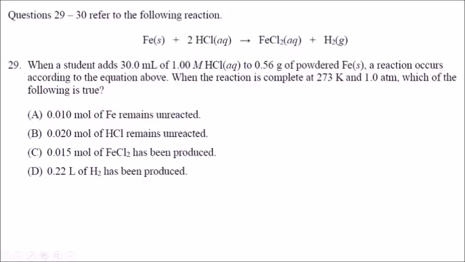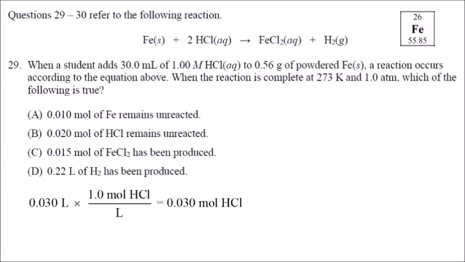Number 29. We have a balanced equation between iron and hydrochloric acid. The student adds 30 milliliters of 1 molar hydrochloric acid to 0.56 grams of iron. Let's start with the 30 milliliters. That would be 0.03 liters. So we have 0.03 moles of hydrochloric acid. And since on the periodic table we can estimate that the molar mass of iron is about 56 grams, 0.56 grams of iron is 0.01 moles of iron.